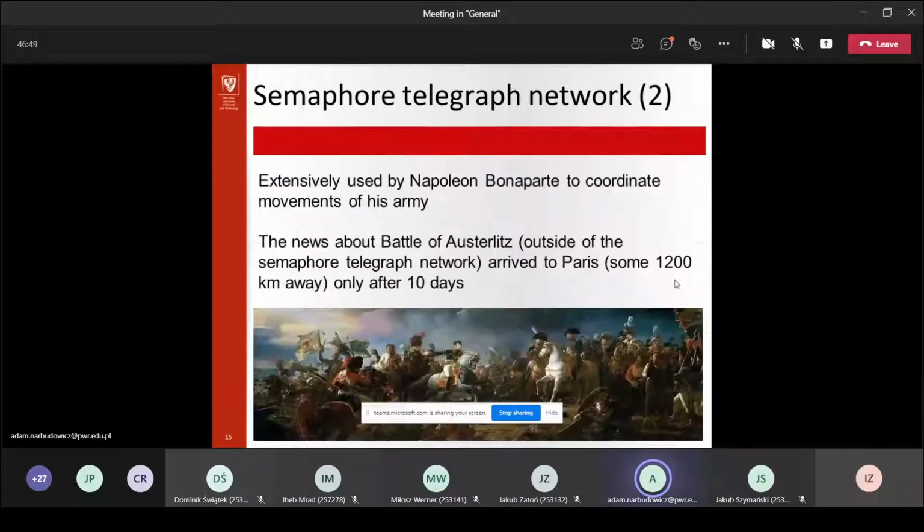So yeah, just as a comparison, apparently Napoleon quite liked the system. And just as a benchmark, after the Battle of Austerlitz, which was not covered by the semaphore telegraph network, it took actually 10 days for the news to arrive in Paris. Okay, so you can imagine 10 days compared to a few minutes. That's a huge advantage of the system back in the days.